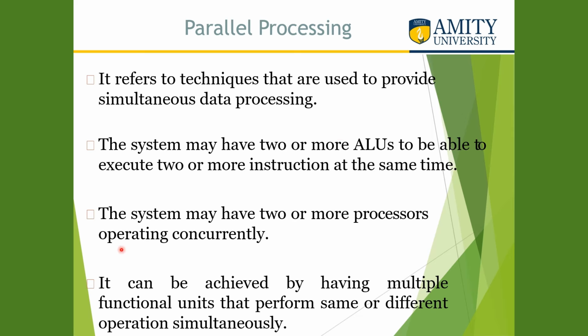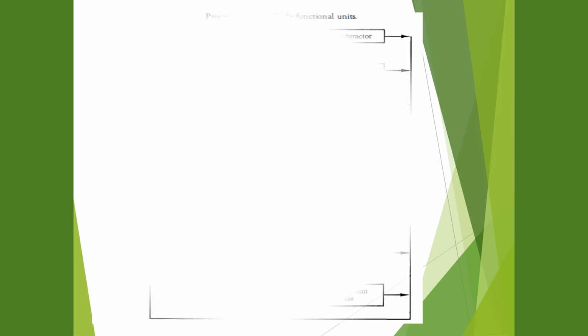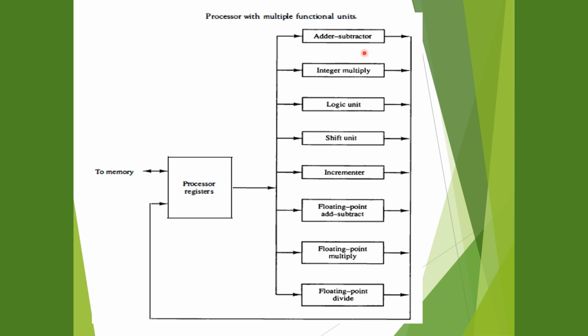Then we have more processors as well that operate together. This also helps in executing two or more instructions at the same time. This is achieved by having multiple functional units that perform the same or different operations simultaneously. So functional units basically refers to these units we have over here. All these units are functional units. Basically each of them has a different function that it performs. An adder subtractor will add or subtract the data. We have multiplication, we have a logic and shift unit, we have an incrementer, floating point add or subtract, floating point multiply, and floating point divide.